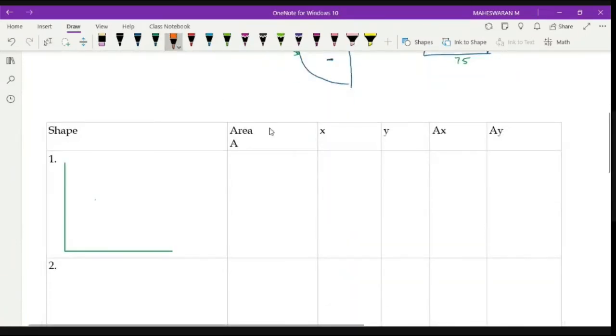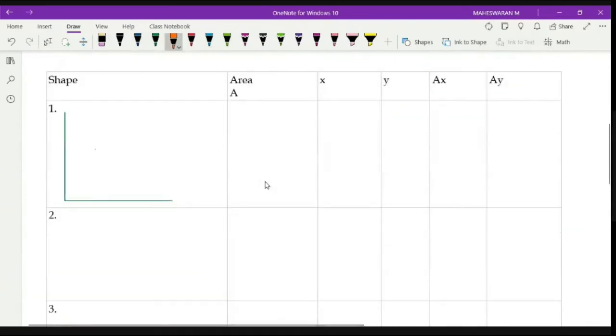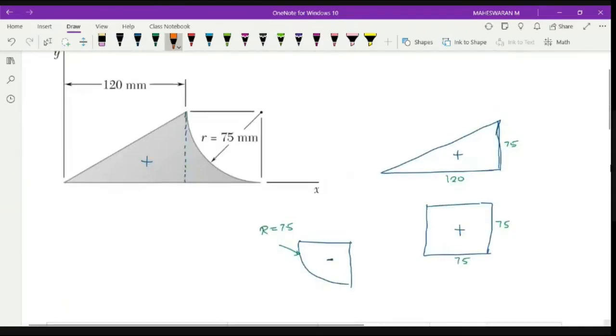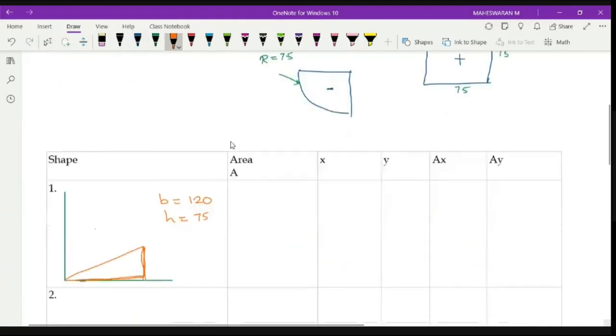So in this axis, you have a triangle. So my triangle is something like this. Right, this is my triangle. Okay, so this is my base. This is my height. So I can write it here: B is equal to 120, H is equal to 75. It is given. So we will identify that.